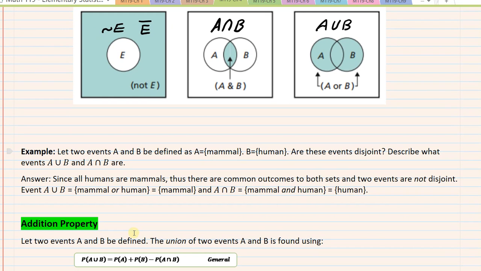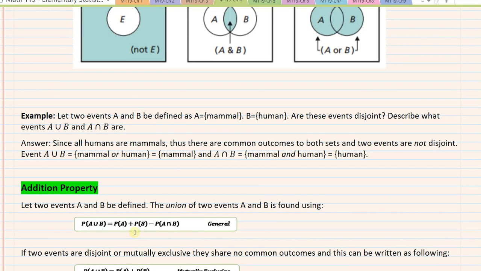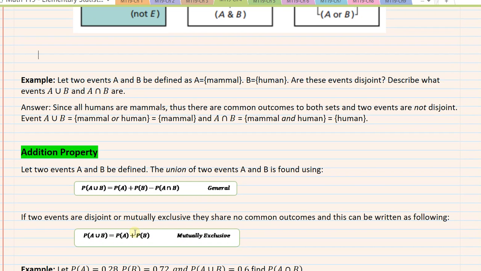Now let's take a look at the addition property. Again, we have two events A and B. The union of two events is what the addition property is defined as. To find the union of two events, according to this formula, we add probability of A plus probability of B, and then we subtract probability of A and B from it. That's the general form. Now, if two events are disjoint, we simply drop the intersection and we get this easier version of the formula.